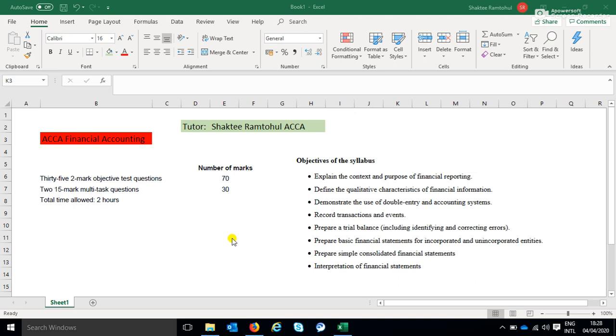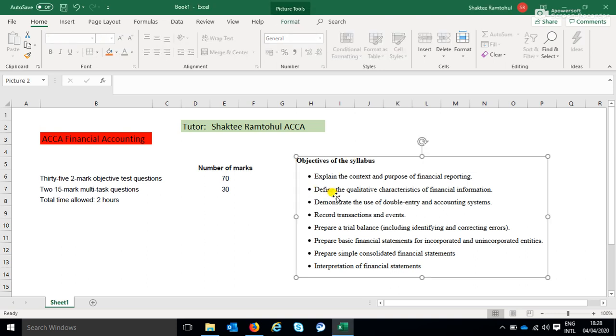Now, I thought I'll just talk to you about ACCA financial accounting, and that's one of the introductory papers, if you want, for the ACCA qualification. Basically, this paper teaches you the fundamentals of double entry accounting system, so double entry bookkeeping. How do we go about recording the transactions? And following on from there, how you prepare a trial balance. And from the trial balance, the information will lead you to preparing basic financial statements for companies.